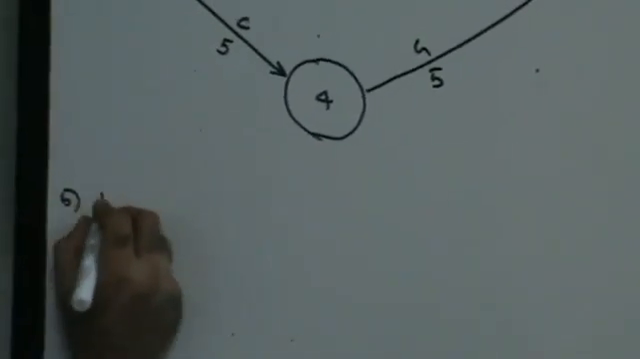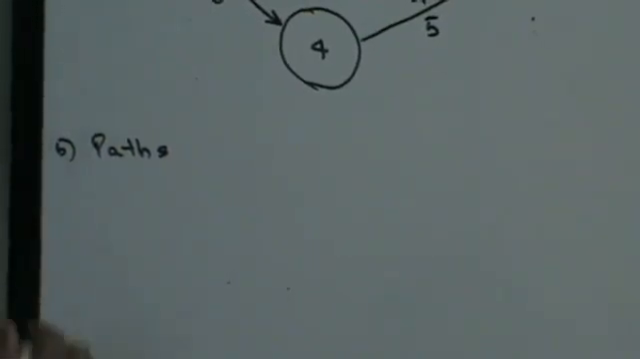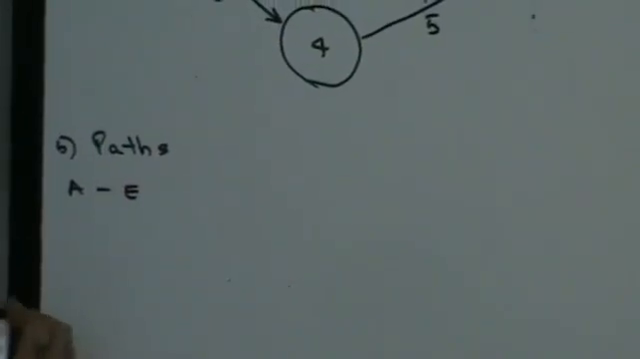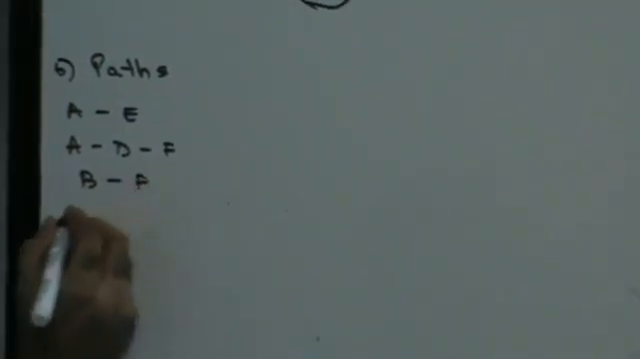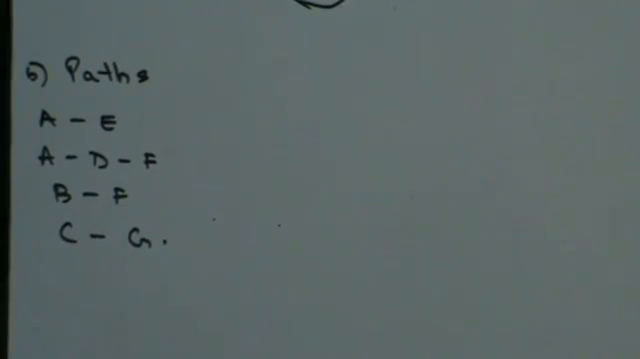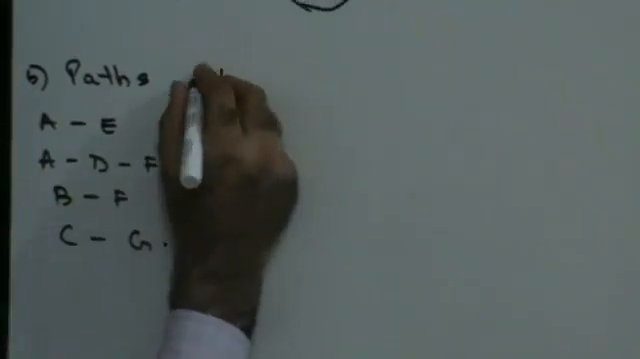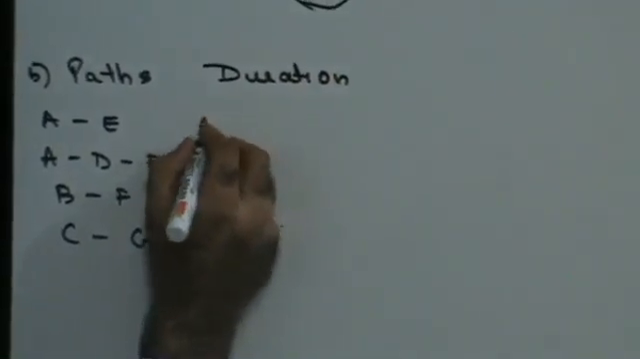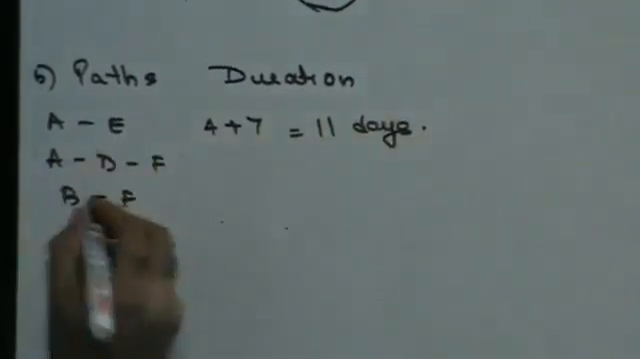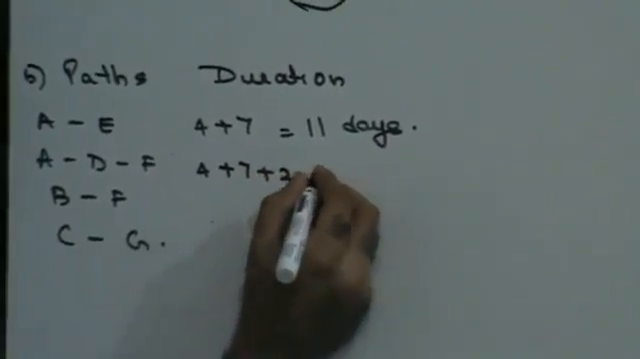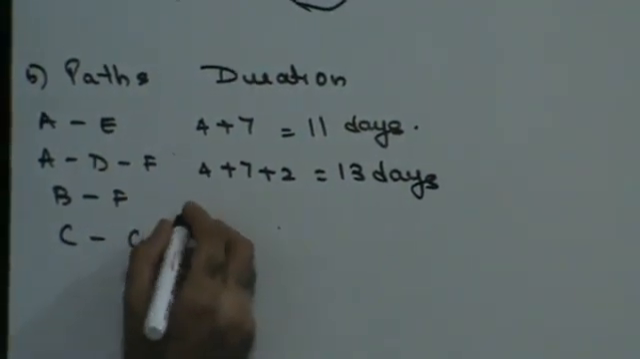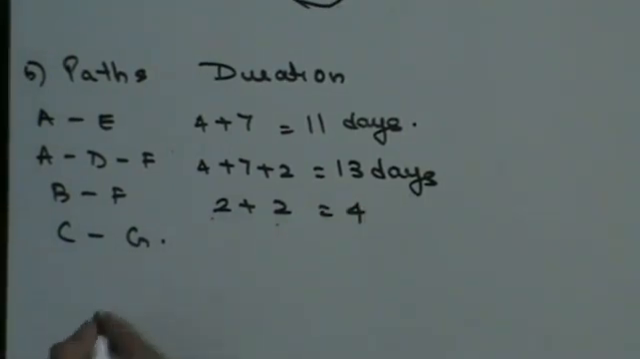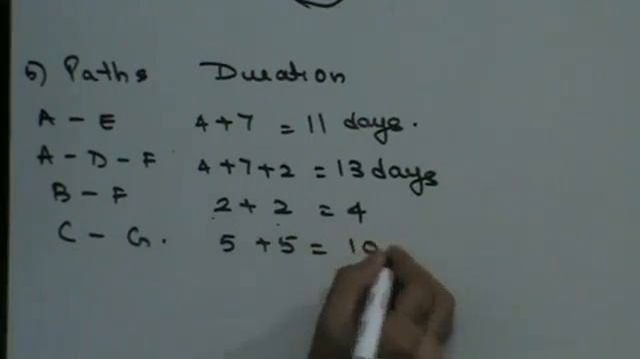Now, let us find out the various paths. The various paths to go from 1 to 5 are AE, ADF, then BF, then CG. These are the multiple paths through which I can go from 1 to 5. Durations: AE is 4 plus 7, 11 days. ADF is 4 plus 7 plus 2, 13 days. BF is 2 plus 2, that's 4 days. And CG is 5 plus 5, that's 10 days.